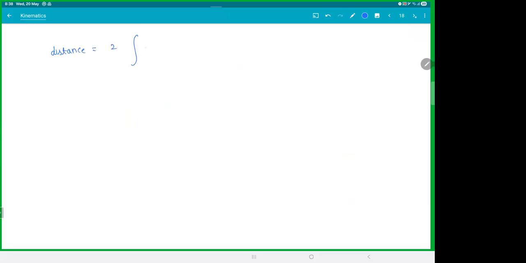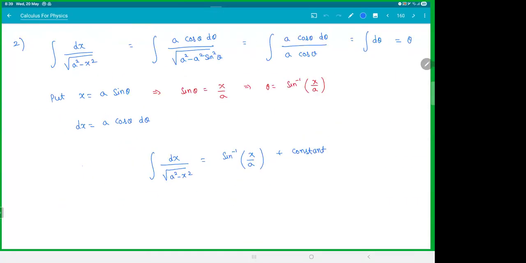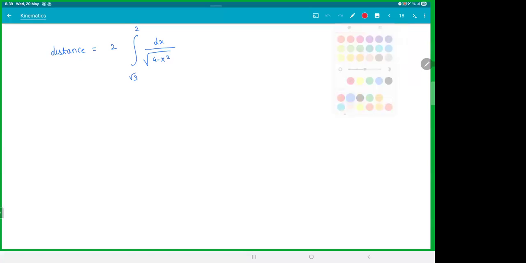That will be distance equals integral dx by root over 4 minus x square. So everything is in terms of x. So limits are going from root 3 to 2. And this integration is looking like what? This integration is looking like this one, isn't it? dx by root over a square minus x square. Integration by substitution, the second part. So I will show it anyways, but refer page 160, calculus.